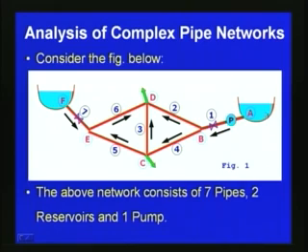Here it includes 2 reservoirs at A and F, and then we have 7 pipes connected like this, and we have here 4 junctions E, C, D and B, and the reservoirs are located at A and F, and there is a pump at this location P. So, here we have 7 pipe elements. So, the above network consists of 7 pipes, 2 reservoirs and 1 pump, and then we have 4 junctions or 4 nodes.